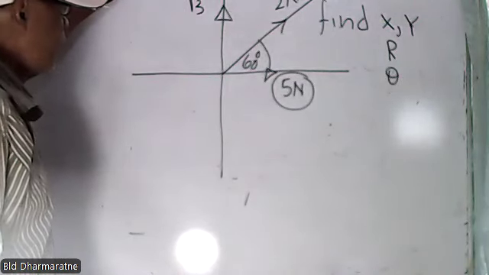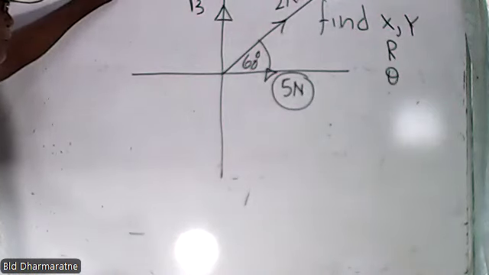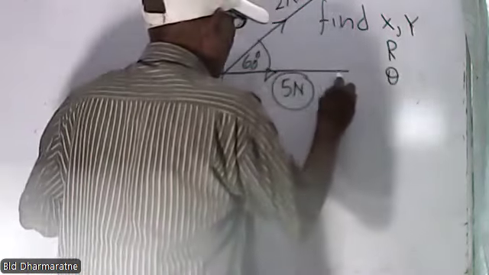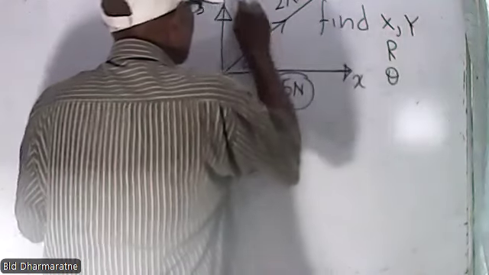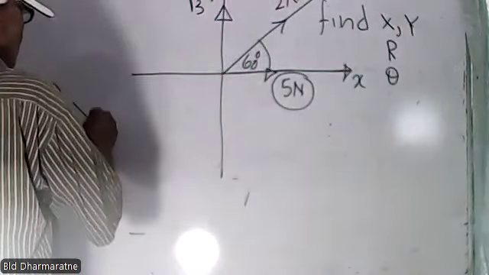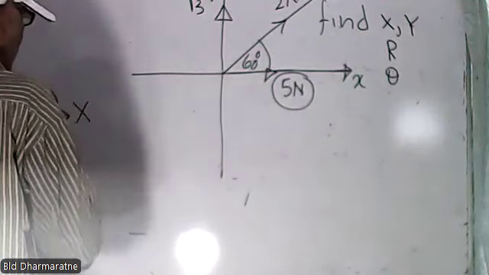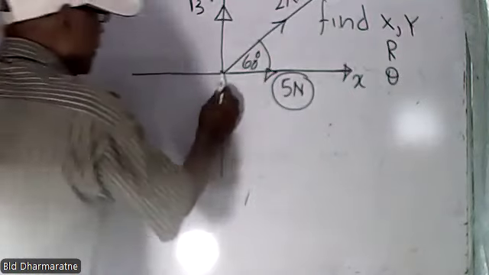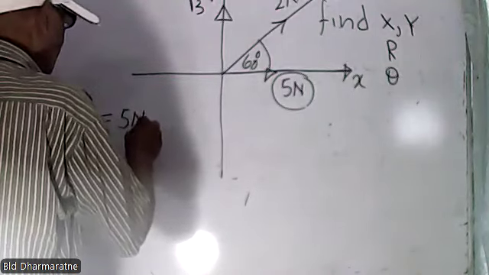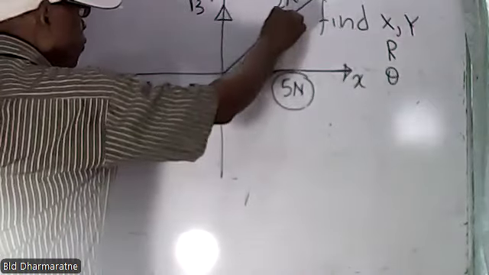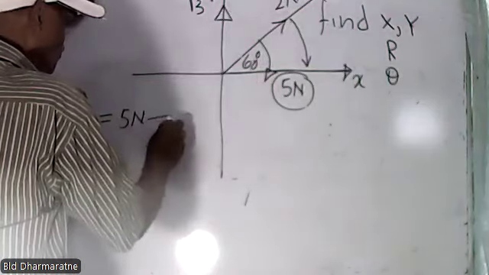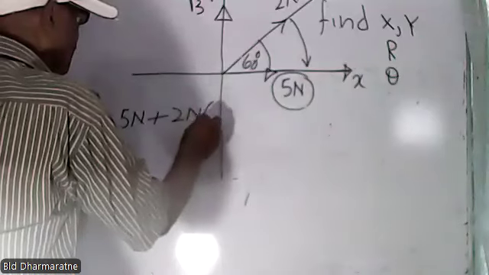Right? First of all, we have to resolve all the forces. How to resolve the forces? We draw the axes, x-axis and y-axis. Now we resolve in the x direction. In this direction there is one force, 5 Newton, which comes directly. Then this is 2 cos 60, which is positive. 2 Newton cos 60.